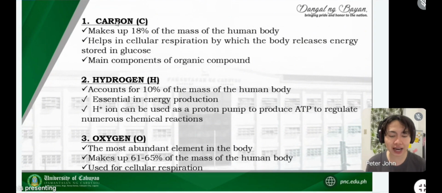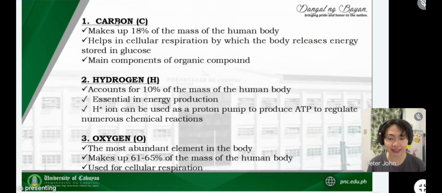Next we have hydrogen. Hydrogen accounts for 10% of mass of human body. So 10% yung hydrogen sa katawan natin. Essential for energy production. Hydrogen ion can be used as proton pump to produce ATP that regulates numerous reactions. So, normally, hydrogen ion is important for production of ATP. Pag sinabi po natin ATP, it is a form of energy that is essential sa buong cellular processes sa katawan natin.